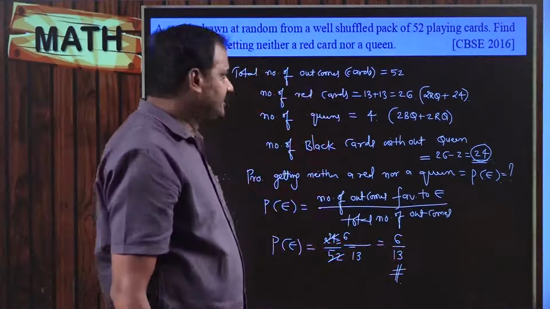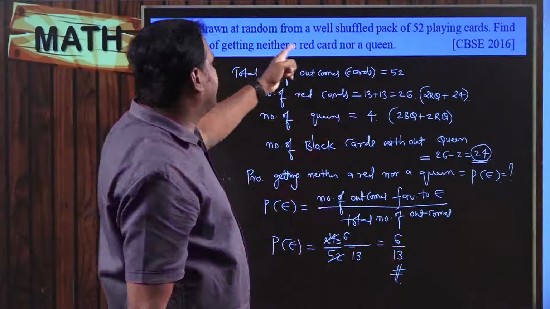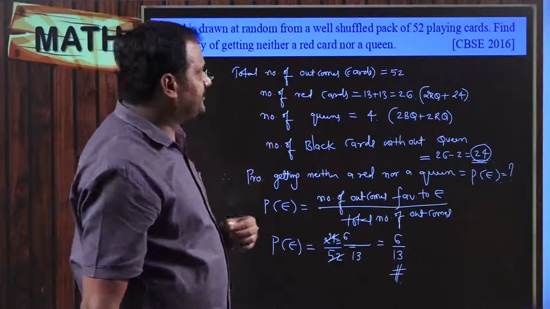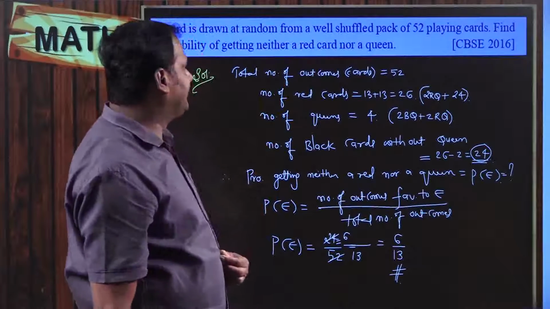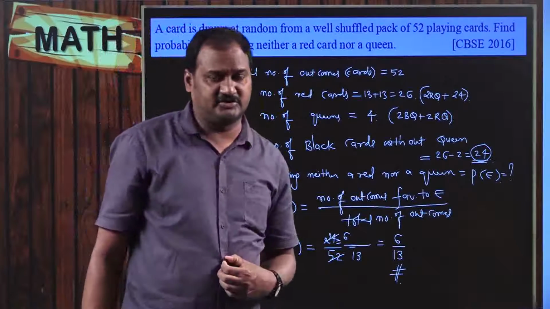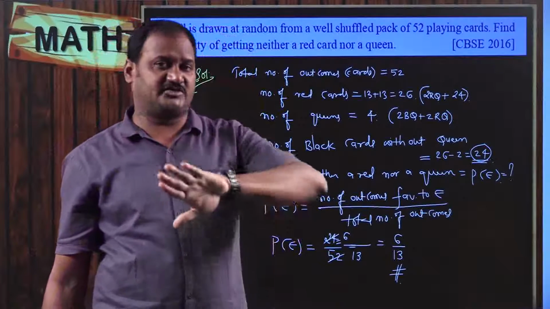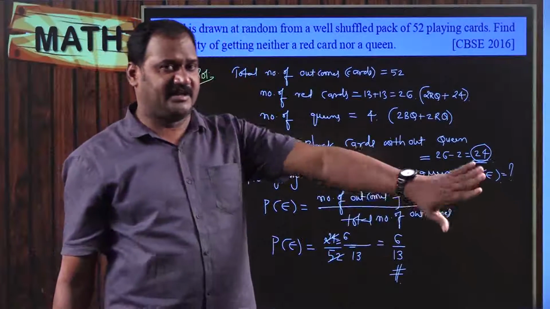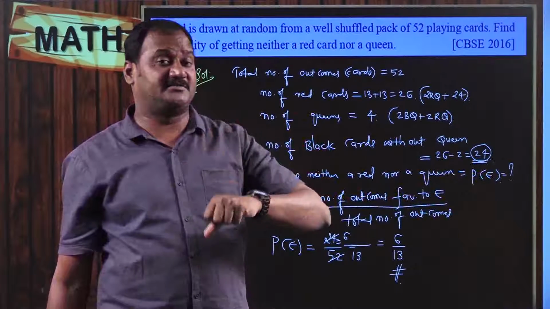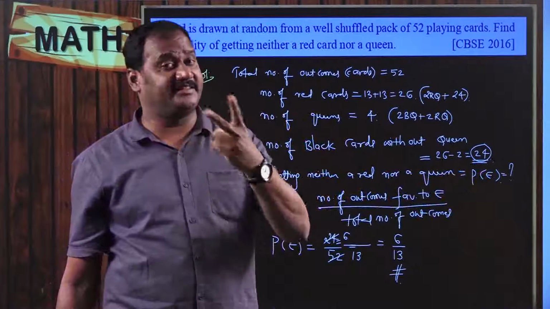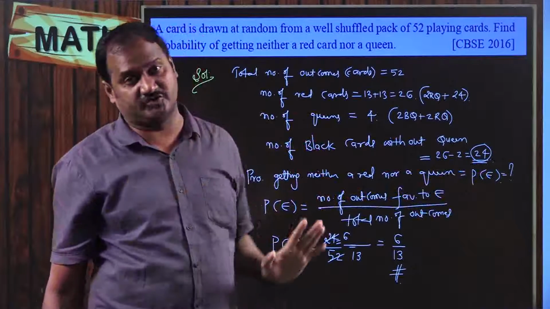You understand? A card is drawn at random from a well shuffled pack of 52 cards. Find the probability of getting neither a red card nor a queen. So it should not be a red card as well as it should not be a queen. First you will have to remove all the red cards, and then from the remaining black cards, again there are 2 queens, so you will have to remove those 2 queens also.